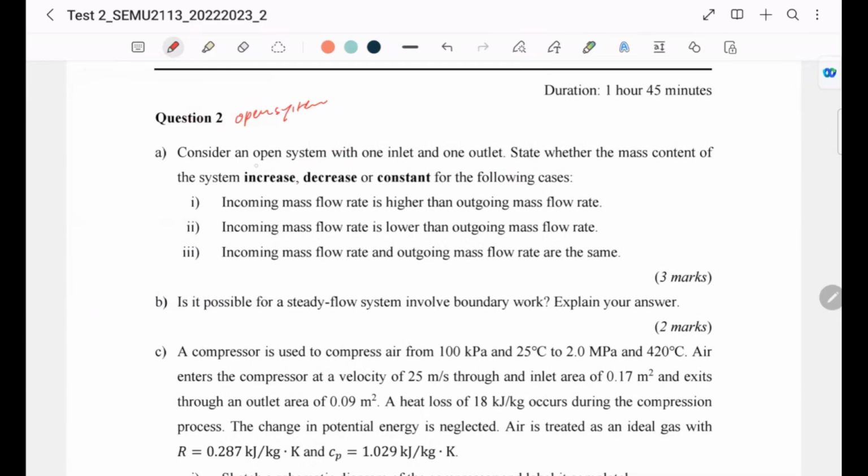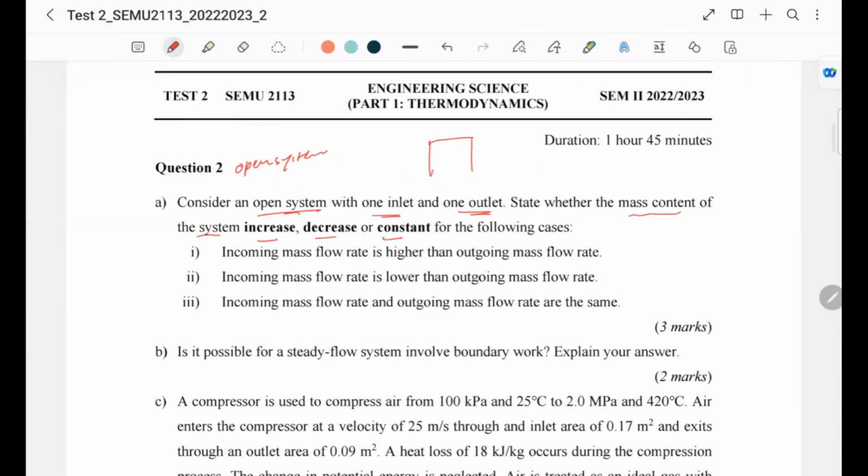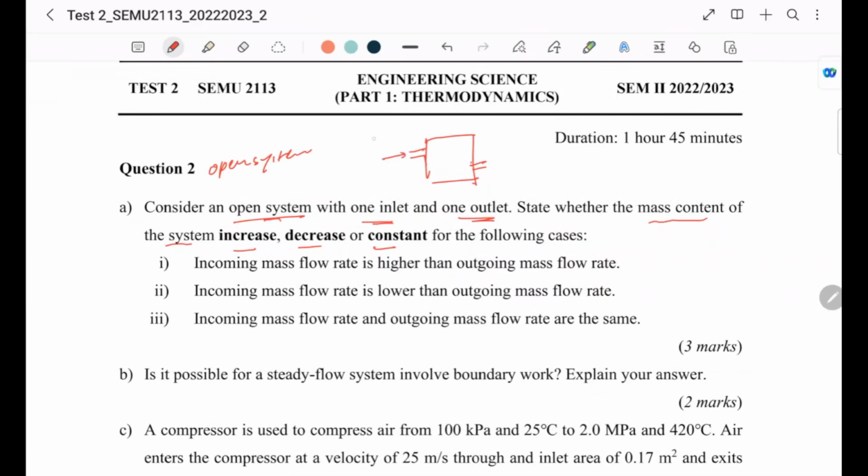Consider an open system with one inlet and one outlet. State whether the mass content of the system increases, decreases, or remains constant for the following cases. Which means we have a mass in, we have a mass out. And the question wants us to determine dm control volume over dt, whether it's increase, decrease, or constant.